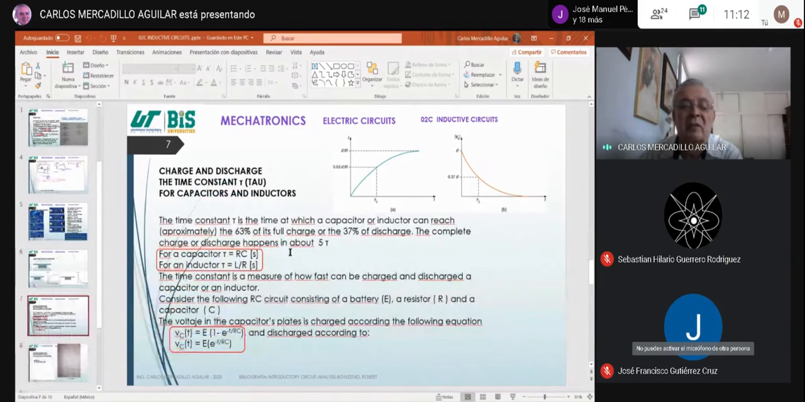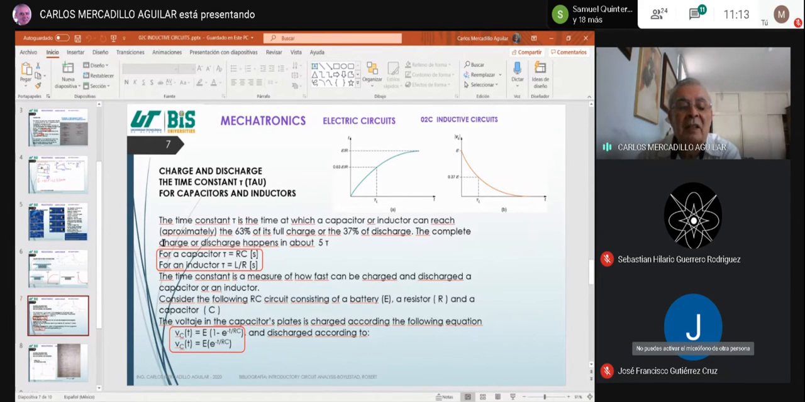Okay, that's the same figure. The time constant tau for capacitors and inductors is the time at which a capacitor or inductor can reach approximately 63% of its full charge, or 37% of discharge. As we can say here, 63%, 0.63 of the voltage, and here 0.37 of the discharge in the same amount of time, which is called one time constant, 1 tau.